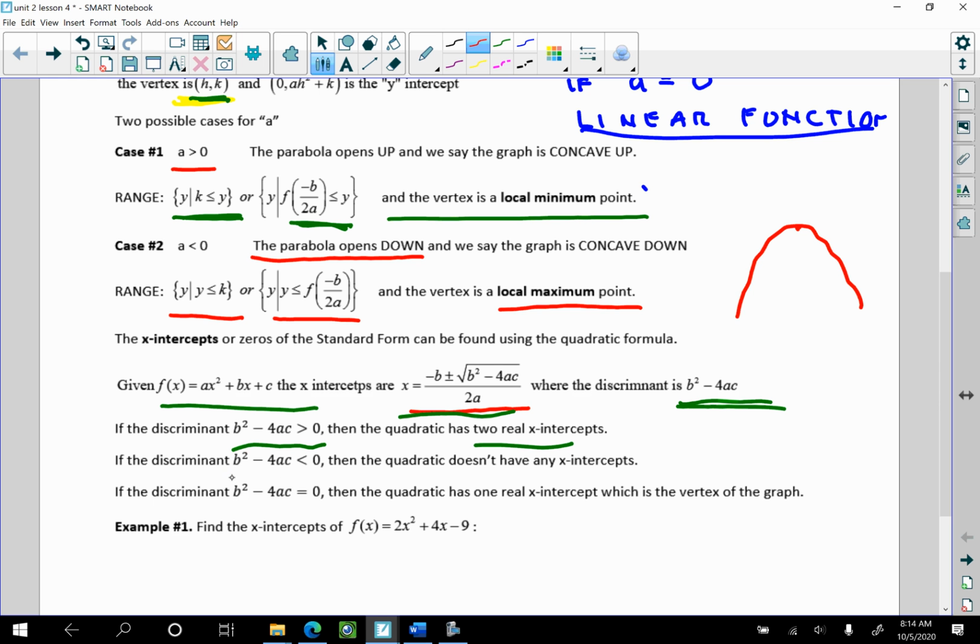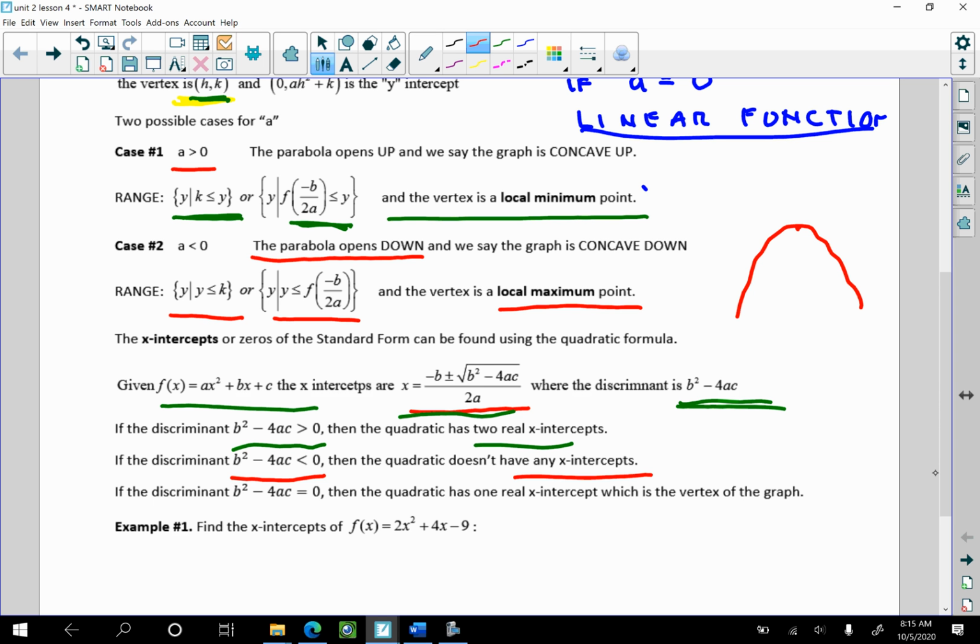If the discriminant is less than 0, the quadratic does not have any x-intercepts, and we say the roots are complex. This is where you're going to get complex numbers, those numbers with the i's. If the discriminant is 0, then the quadratic has 1 real x-intercept, which is the vertex of the graph.